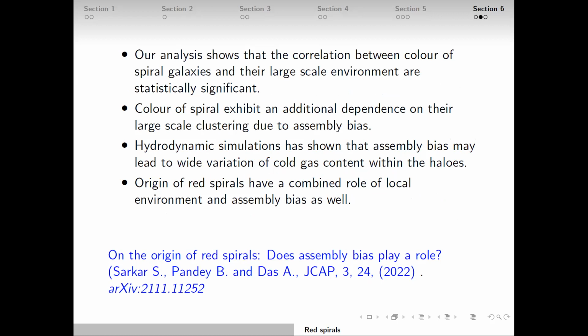The hydrodynamic simulations have shown that assembly bias may lead to wide variation of cold gas content within the halos. The halos formed earlier can contain more amount of cold gas than the halos which are formed later, and thus they are more vulnerable to quenching. And as a whole, we conclude that origin of red spirals have a combined role of local environment and assembly bias as well. The archive link to this paper is shown here.